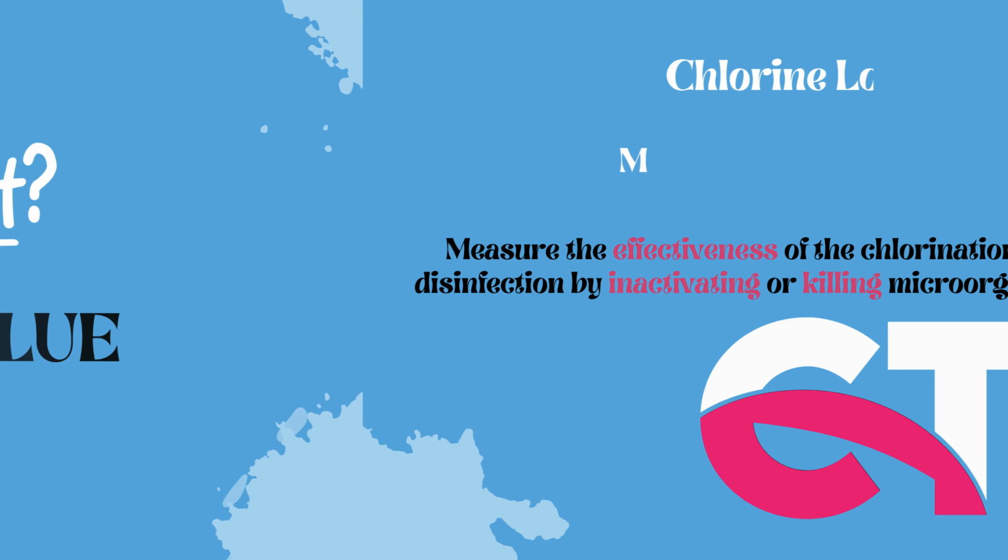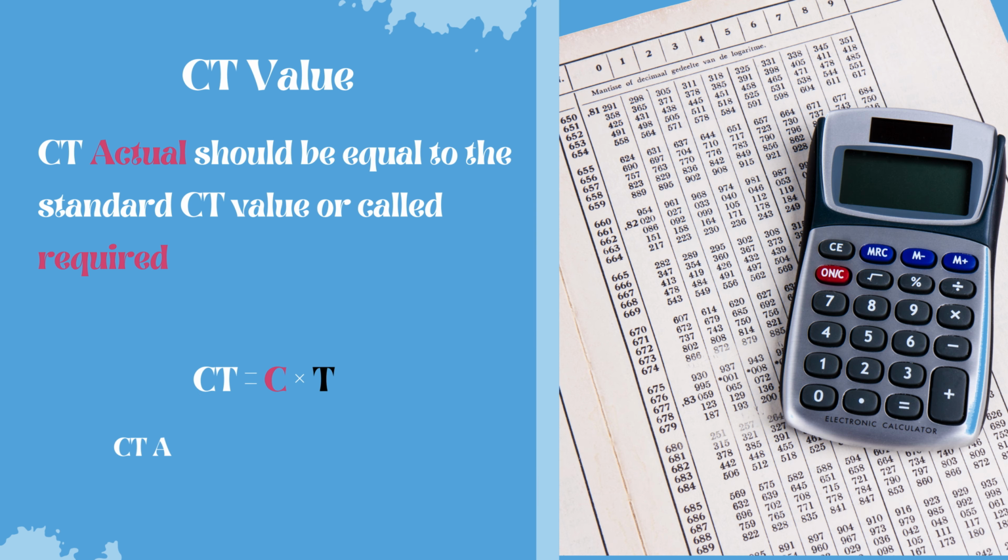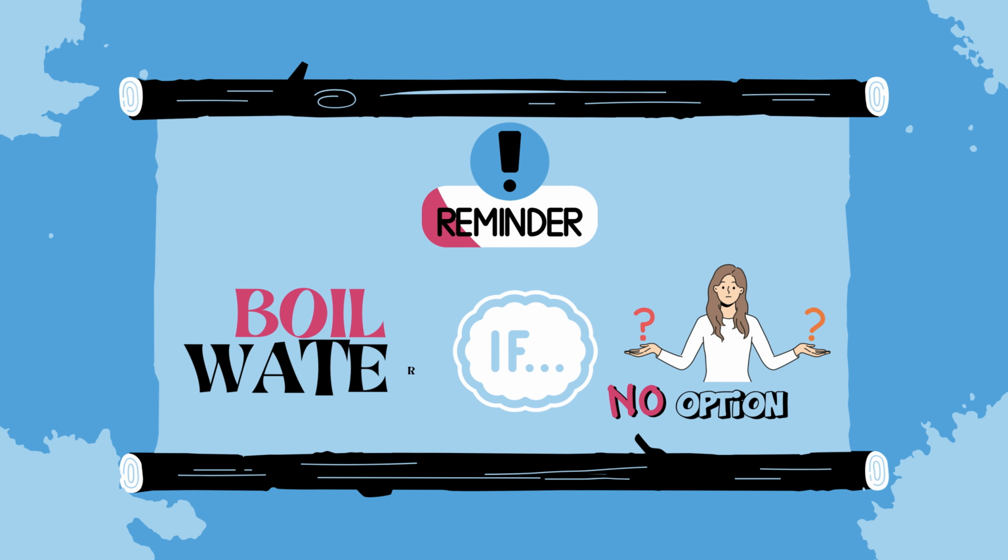CT value measures the effectiveness of chlorination in killing microorganisms. It's a vital metric monitored by regulatory agencies. So, to meet safety standards, the actual CT value must align with the required or standard CT value. So, if chlorination isn't an option, remember the timeless method of disinfection is boiling water.